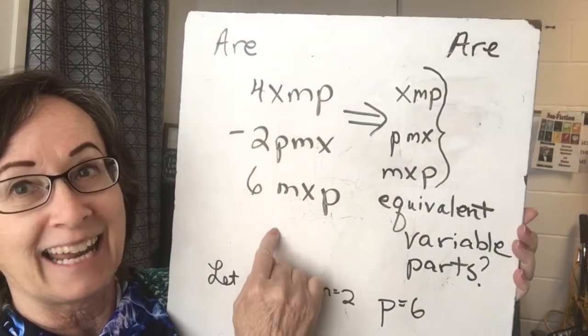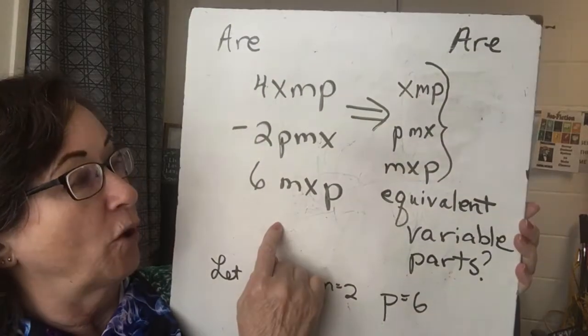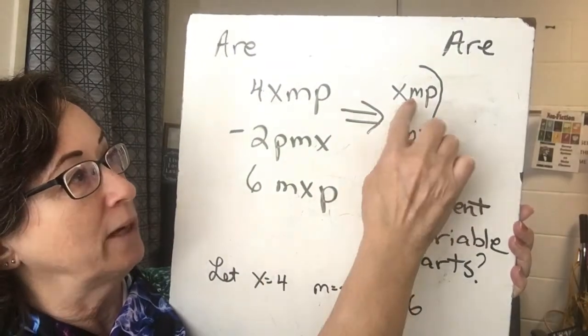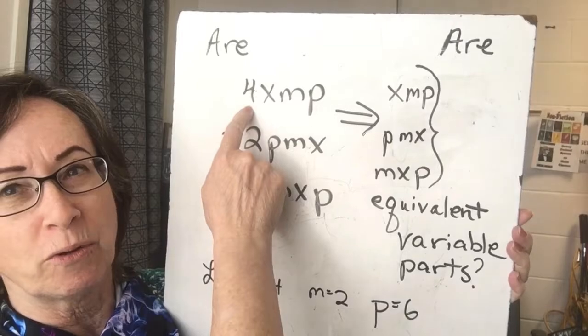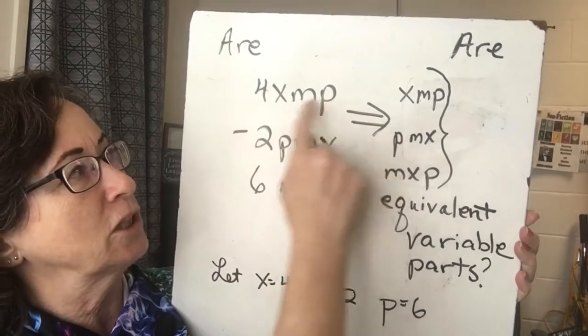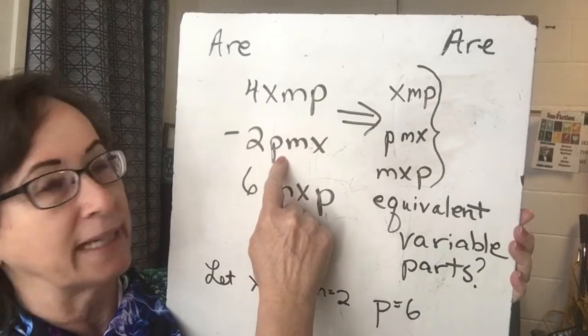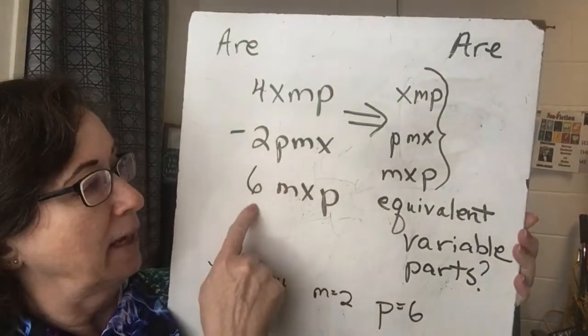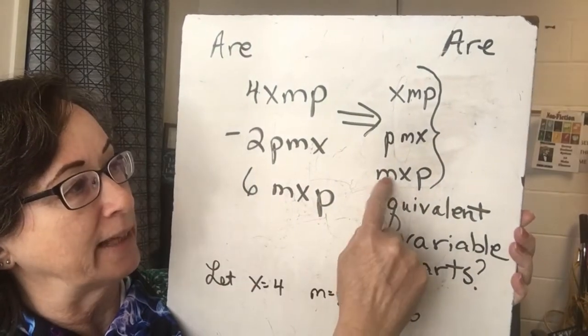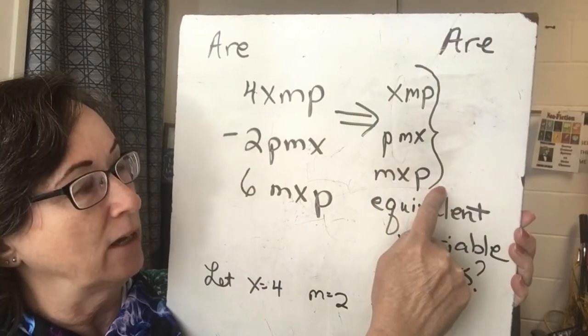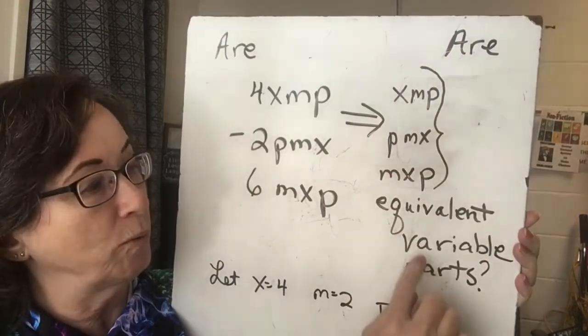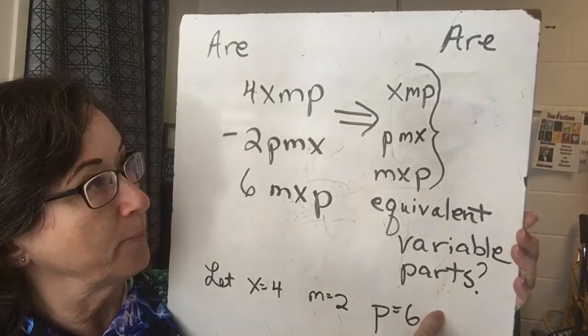Are they like terms? What we have to check is each one of the variable parts. So we ignore the 4. We're just looking at the xmp. We ignore the negative 2. We're looking at the pmx. And we ignore the 6. We're looking at the mxp. Okay? Are these equivalent variable parts?